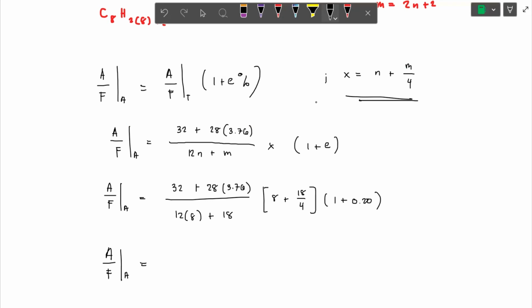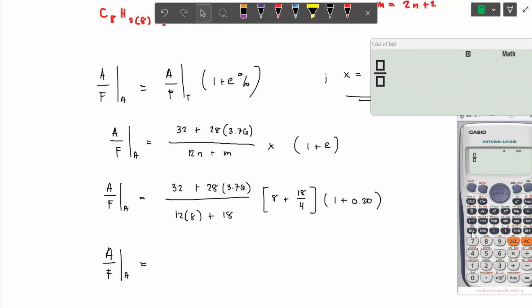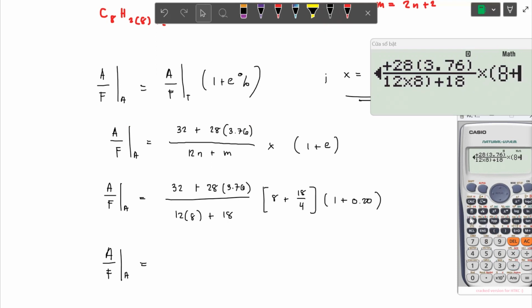Diba, napaka-basic lang ng mga tanungan pagdating ng combustion. Ito yung pinaka-paborito ko nung ako'y college. So, 32 plus 28 multiplied to 3.76 divide by 12 times 8 added to 18. And then, kuha ka ulit dyan ng bracket. So, 8 plus 18 divided by 4. Multiply mo ng 1.2 kasi added na lang yan.